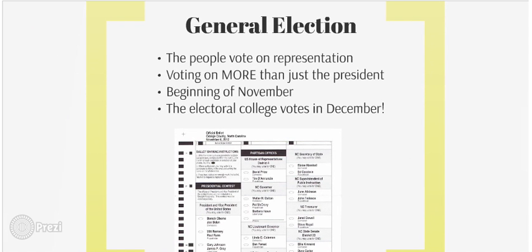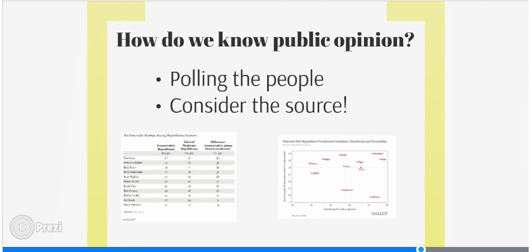So, the next step, the fourth step, is the general election. And the people vote on representation, and they vote on more than just the president. It's not just Obama or Romney. It's many more offices besides that. This is done in the beginning of November. This is done on the first Tuesday that follows a Monday. So if Tuesday is the first day of the month, they have to wait until the next week. And the Electoral College votes in December.